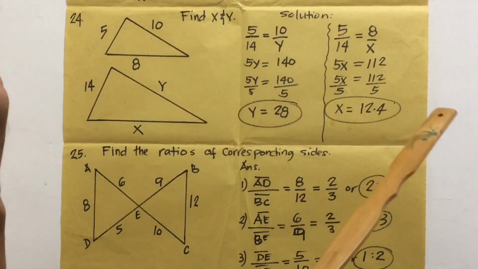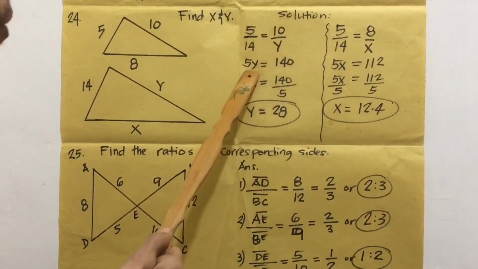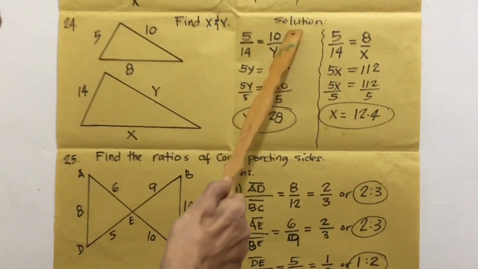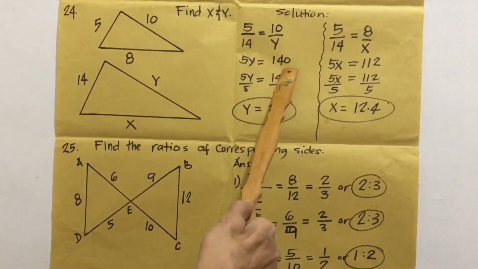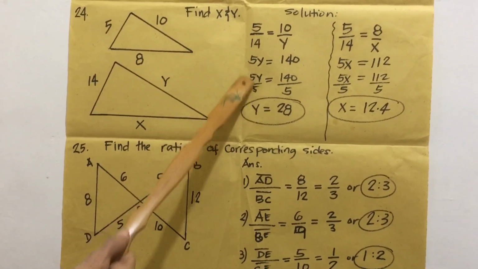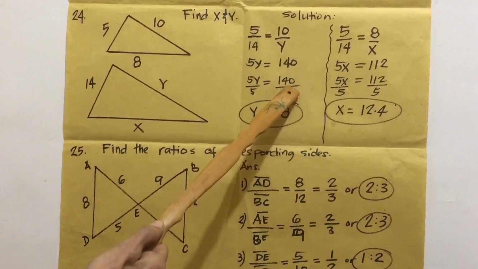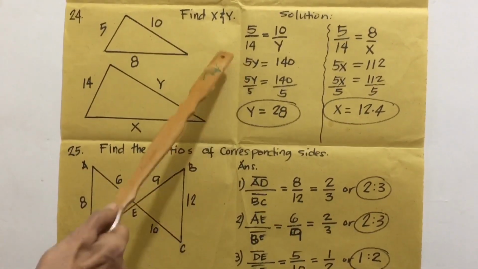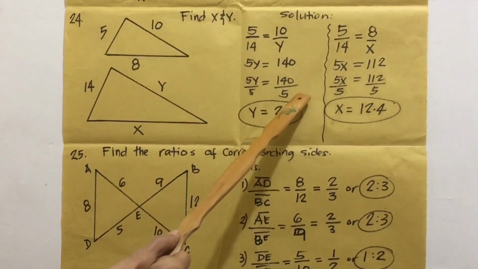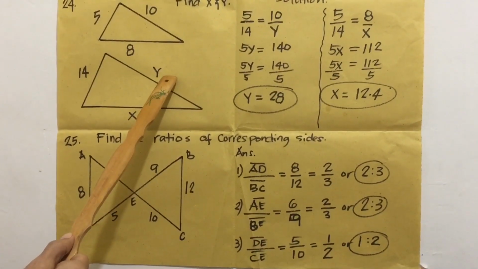Then after this proportion, we're going to cross multiply. 5 times y equals 5y, 14 times 10 equals 140. Then eliminate the numerical coefficient of y, so divide by 5 both sides. Then 5 divided by 5 equals 1 times y equals y, 140 divided by 5 equals 28. So the value now of y is 28.